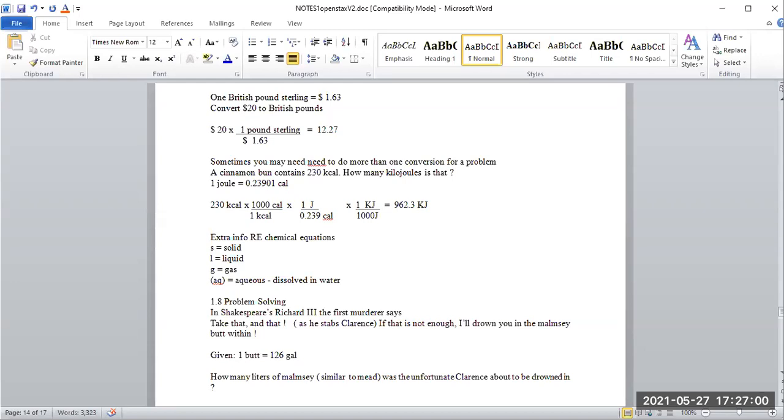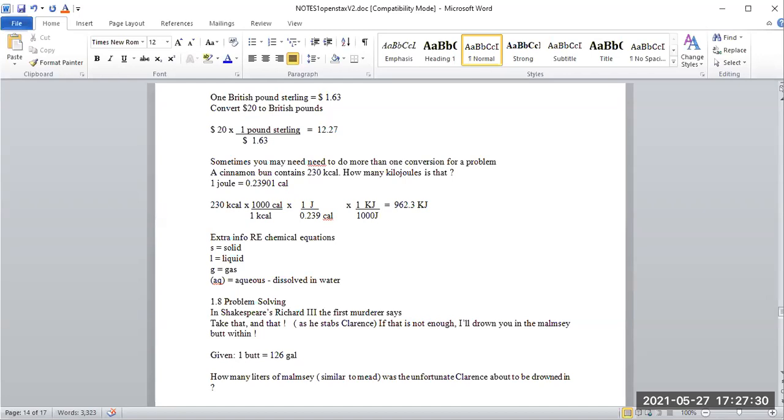As you proceed across the math here, you can cancel out each pair of units, cancel out your kilocalories, then cancel out your joules, then you should have kilojoules left. You can also cancel out the 1,000 because there's 1,000 on the top and 1,000 on the bottom. Ultimately, you end up with 962.3 kilojoules.